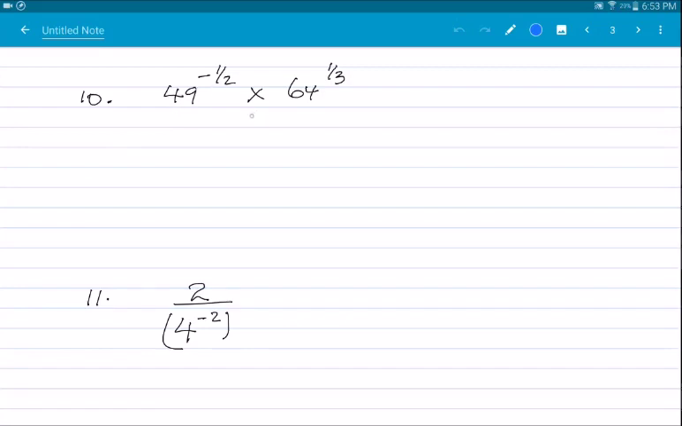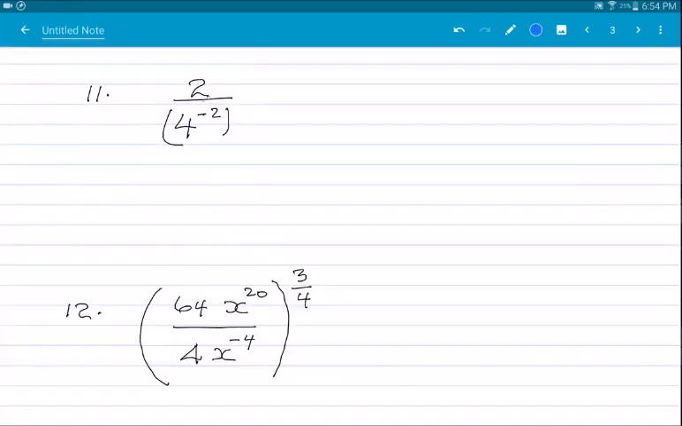49 to the minus a half times 64 to the third. So this is 1 over 49 to the positive a half times 64 to the third. So this is 1 over the square root of 49. So 1 over 7 times the cube root of 64, which is 4. And so we have 4 times 1/7, which is 4 over 7.